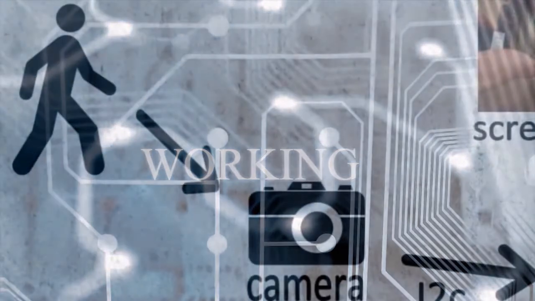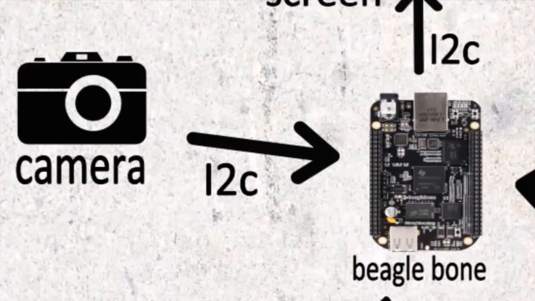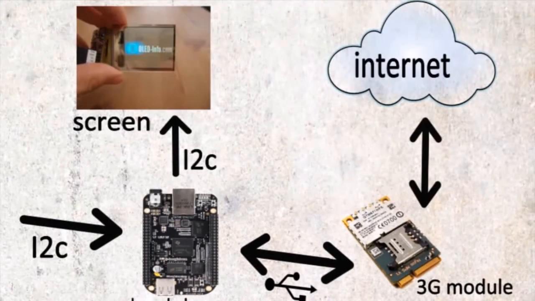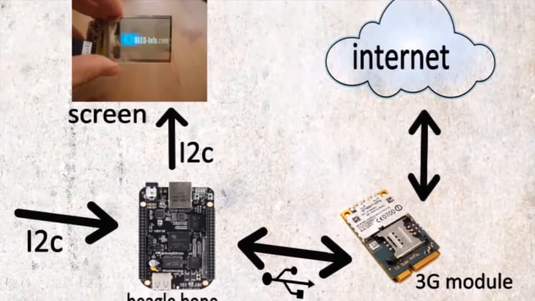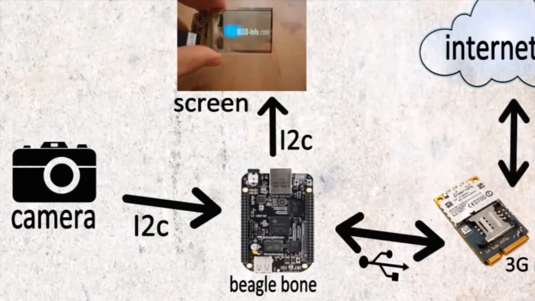The working of the product: a person in front is sensed by the image sensor, that is the camera. The camera transfers this information to the BeagleBone Black, which processes and extracts useful information from the image. This information is further sent to the 3G module, which in turn sends it to online third-party servers for further processing. The response of the third-party servers, after being processed by the BeagleBone Black, is sent to the screens and earphones for the output.